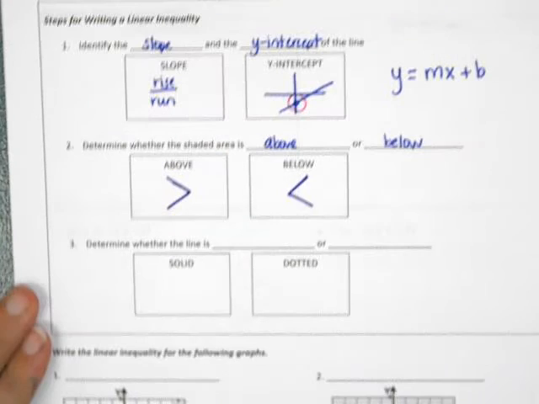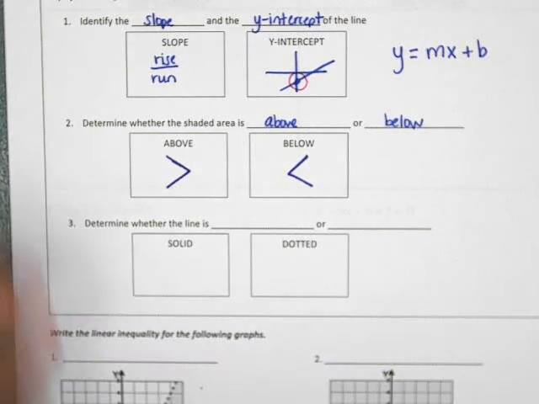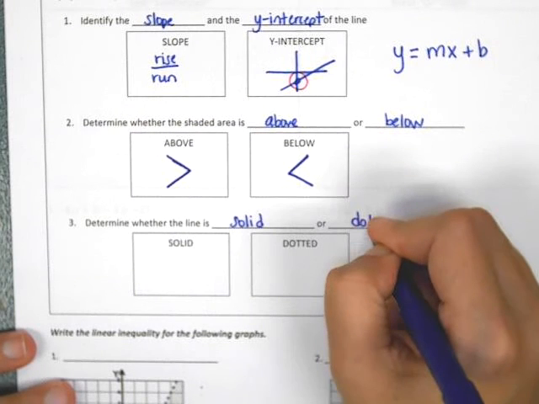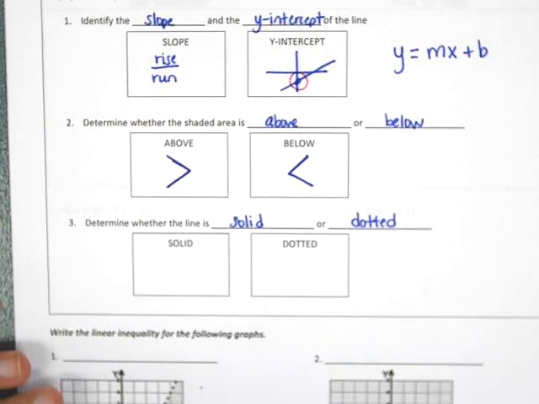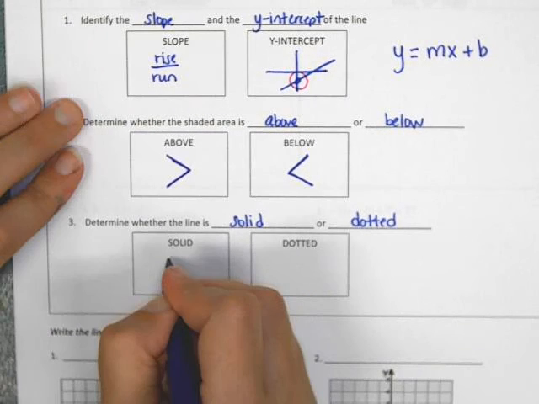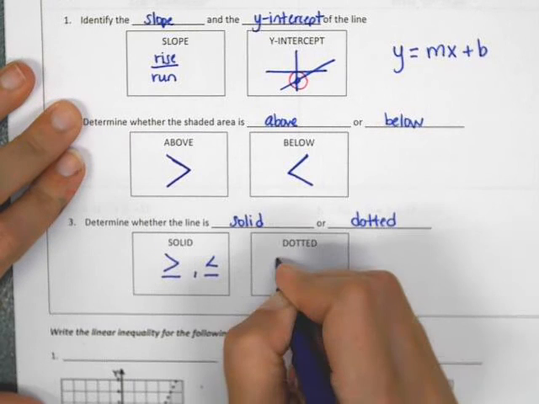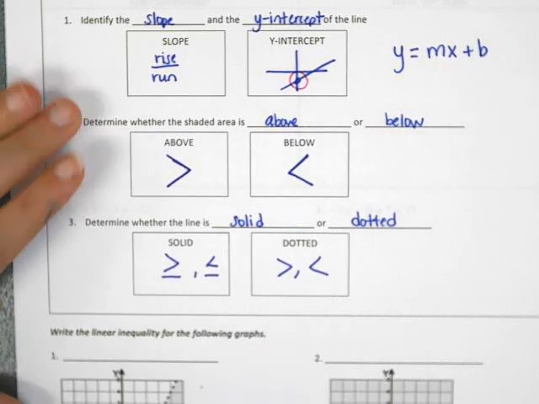Finally, we need to determine whether the line is a solid line or a dotted line. If the line is solid, we use an equal to symbol. If the line is dotted, we do not use an equal to symbol.